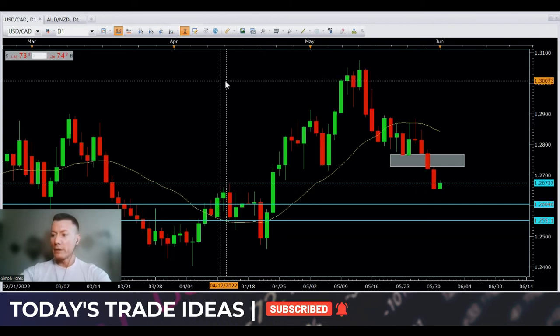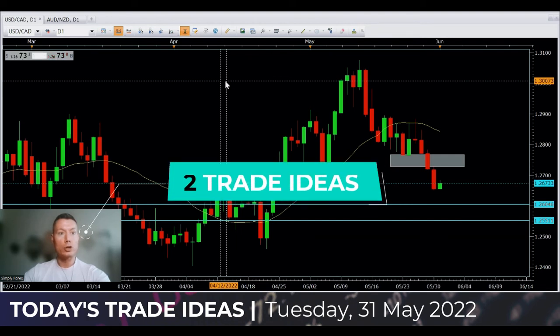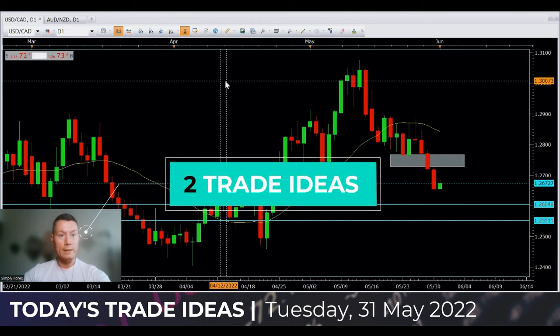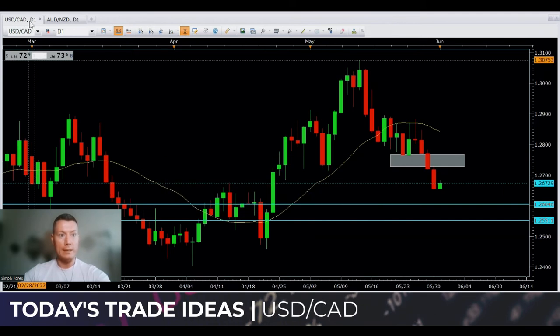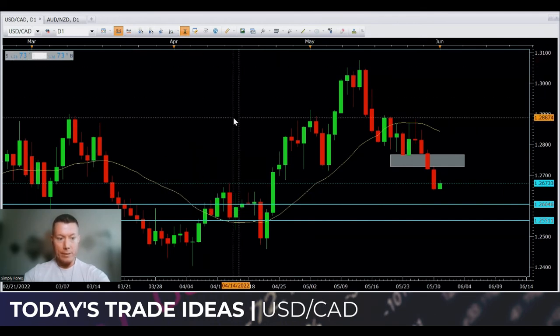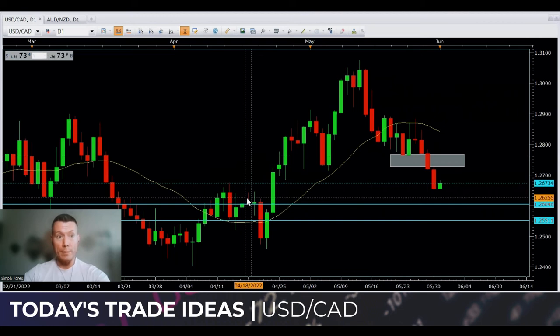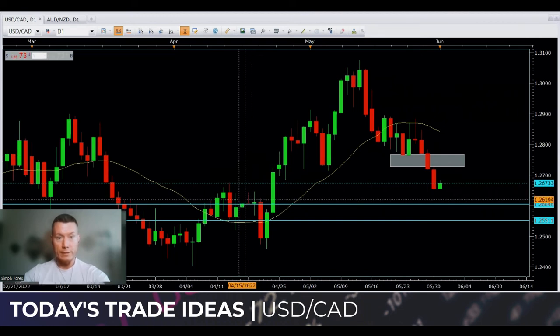Okay, so for today, Tuesday the 31st of May, we've got two potential trade ideas. The first one is this. This is the US dollar against the Canadian dollar. And we are looking to short this market, guys, for these reasons.